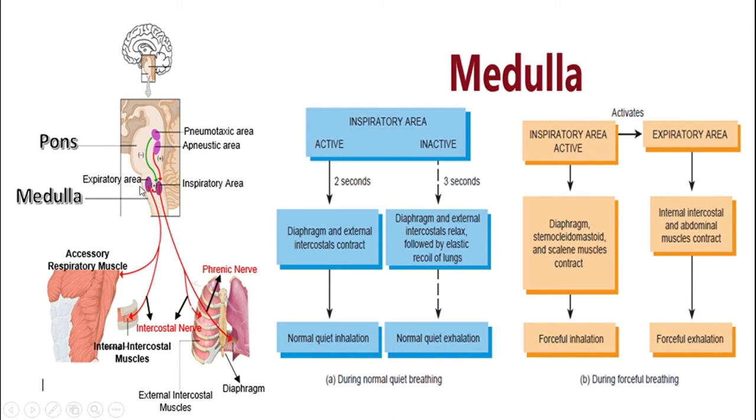However, during forceful breathing, nerve impulses from the inspiratory area activate the expiratory area. Impulses from the expiratory area cause contraction of the internal intercostal and abdominal muscles, which decreases the size of the thoracic cavity and causes forceful exhalation.